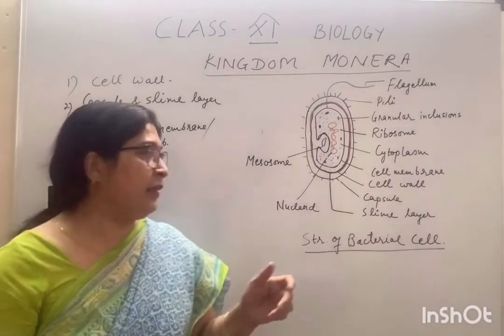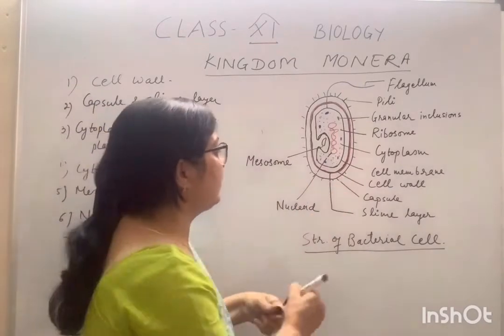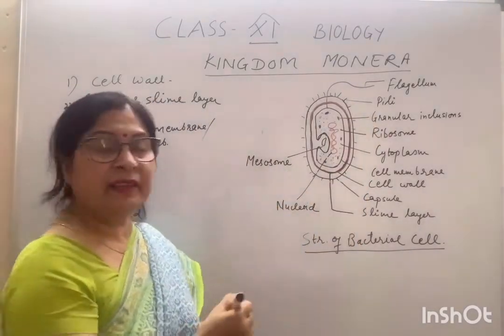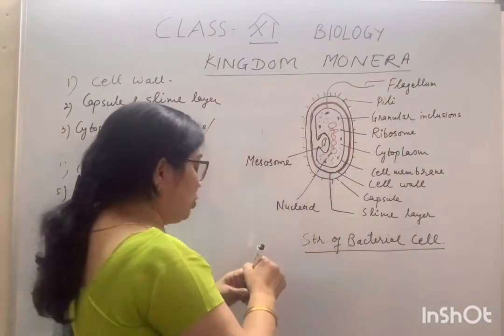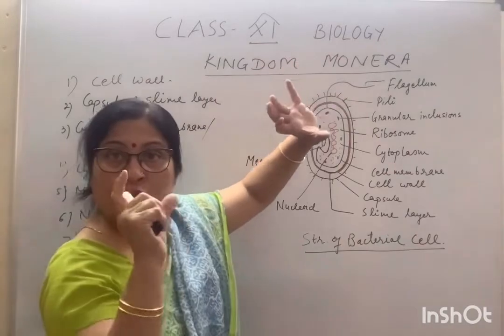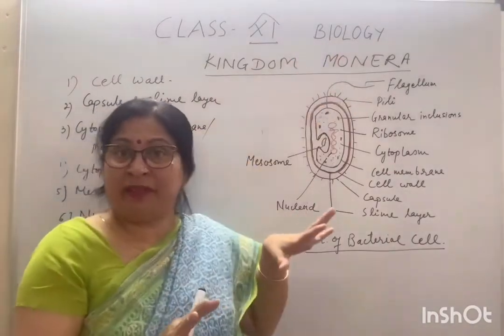It is present in gram-negative bacteria. You can see pili here. See the structure. This is smaller than flagella. You can see the structure. These are shorter than flagella, but they are numerous.